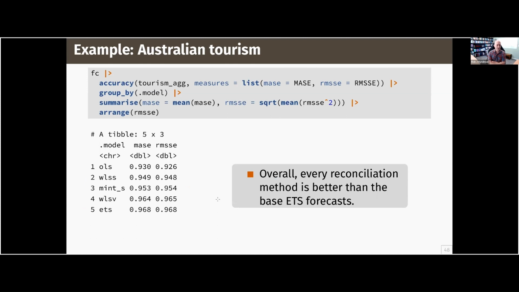Overall, every reconciliation method is better than the original forecasts, and that is pretty consistent. Generally, reconciliation helps because you're adding some structure. You're saying that these forecasts have to add up to these other ones. So reconciliation gives you a little more structure, and that forces the forecast to improve.